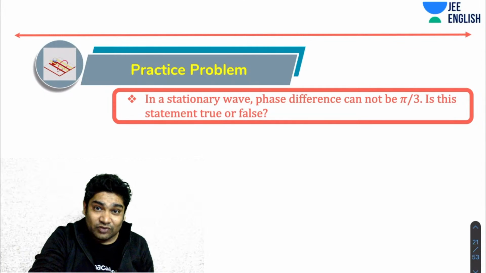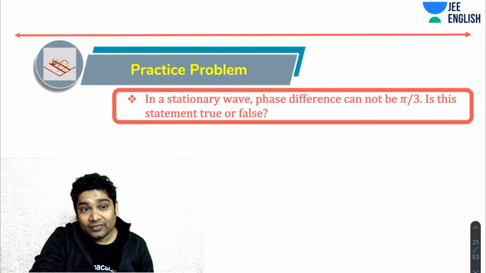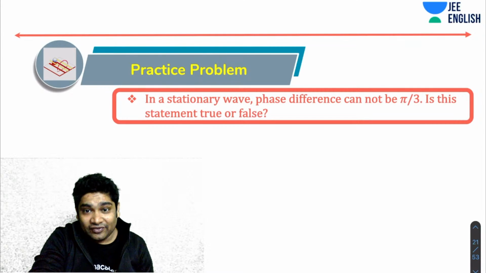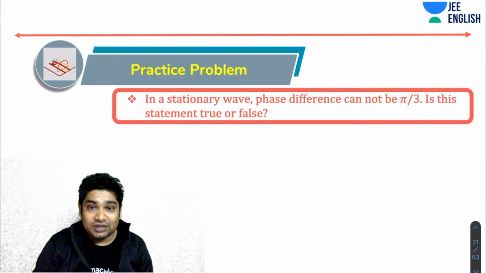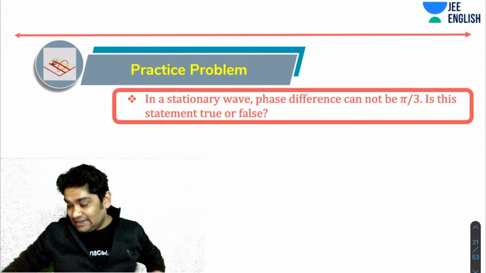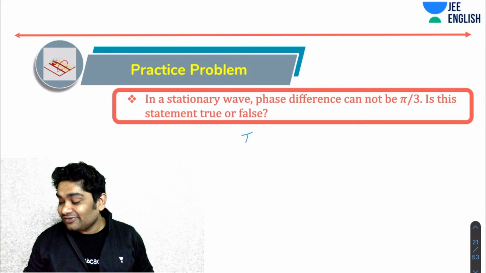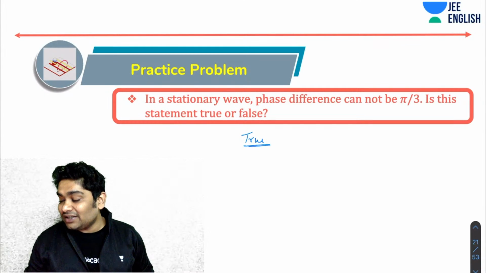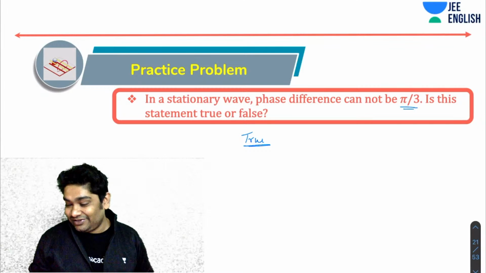What about the phases of every particle which is contained in a single loop? They all oscillate in the same phase. And how about the particles which are oscillating in adjacent loops? They always have a phase difference of pi, right? So yes, that statement is true. No two particles can have a phase difference of pi by 3. That is not possible in a standing wave.